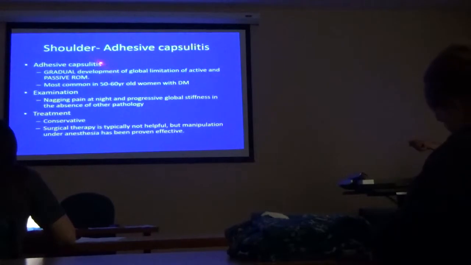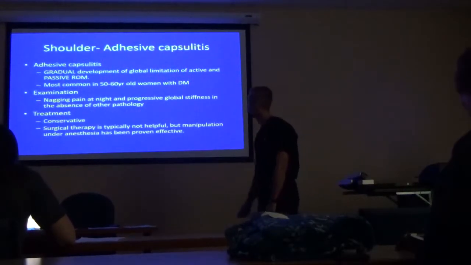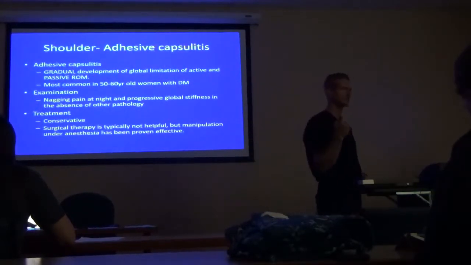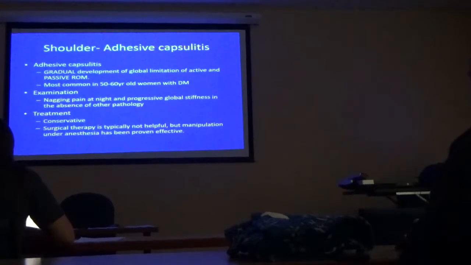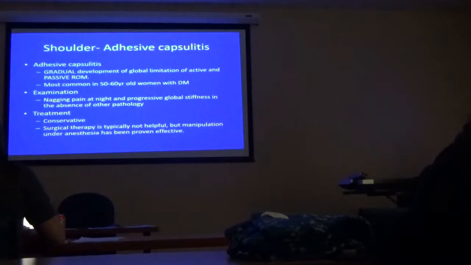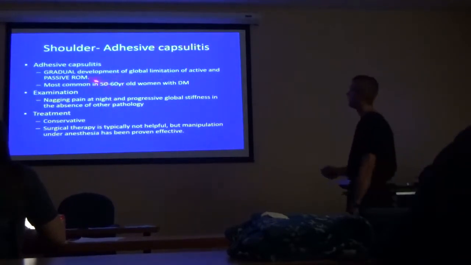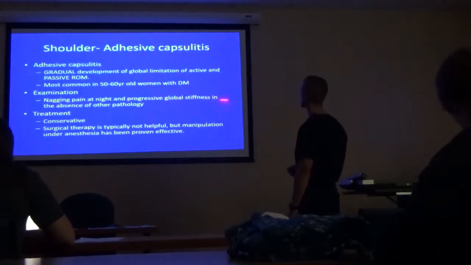And so adhesive capsulitis: gradual development of global limitation of active and passive range of motion. This thing actually really sucks. It's like you can't move your shoulder. A lot of times you'll get people in there and I'll say, all right, I want you to try to move your shoulder, and they say, I can't move my shoulder. And I'm like, yes, you can, just try. These people can't, you can't force them to move their shoulder. It is like locked in there. 50 to 60-year-old women with diabetes, nagging pain at night, progressive global stiffness.